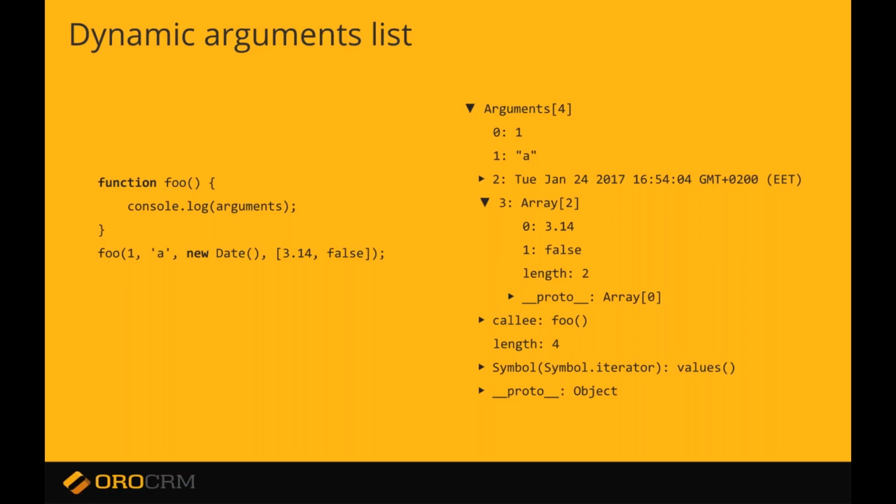Also, on the arguments collection, we have the property callee, which references the function inside which it was created, so it references the foo function. It has the property length, the same as we have in arrays, so it always shows the number of elements inside arguments. And it also has an iterator that allows us to iterate over arguments inside a cycle, etc. So that's it about the structure of arguments.